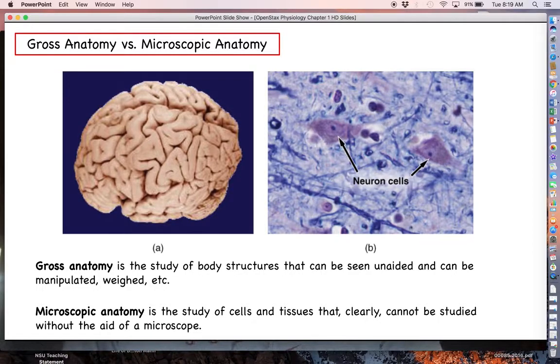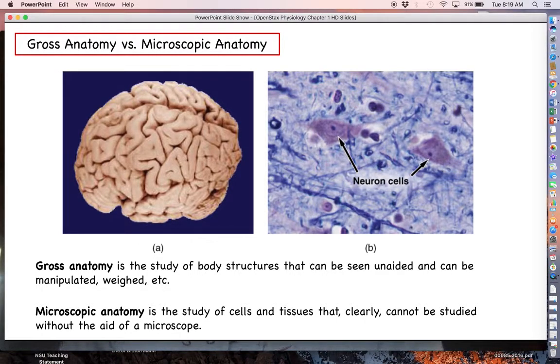So gross anatomy involves the study of structures that basically you don't need any help in order to appreciate. So we're not really going to be doing hardly any gross anatomical study in this class. What we will end up doing just a little bit of is what is called microscopic anatomy.